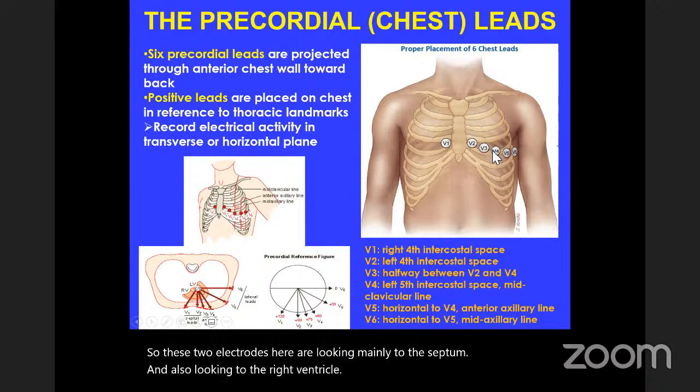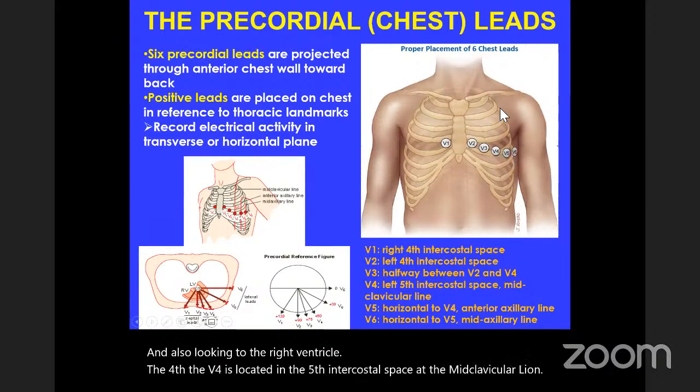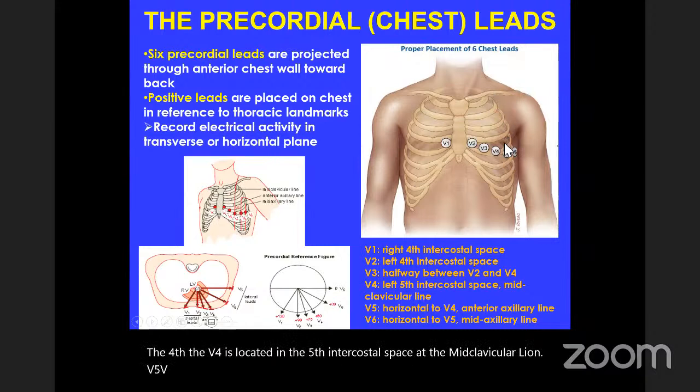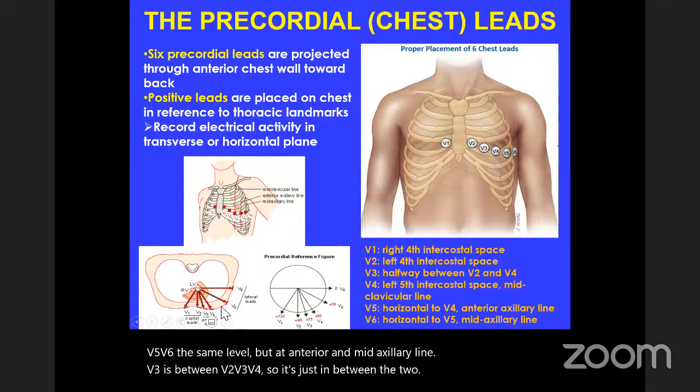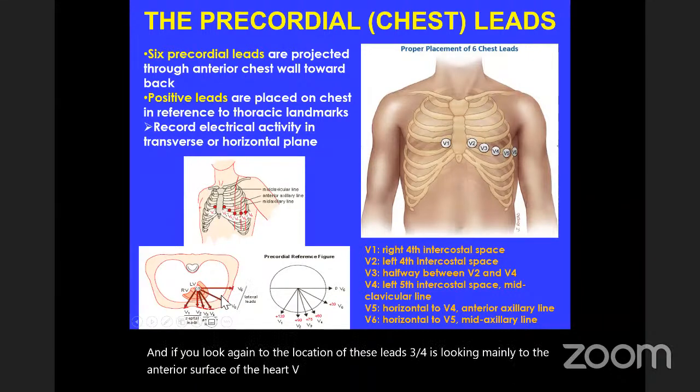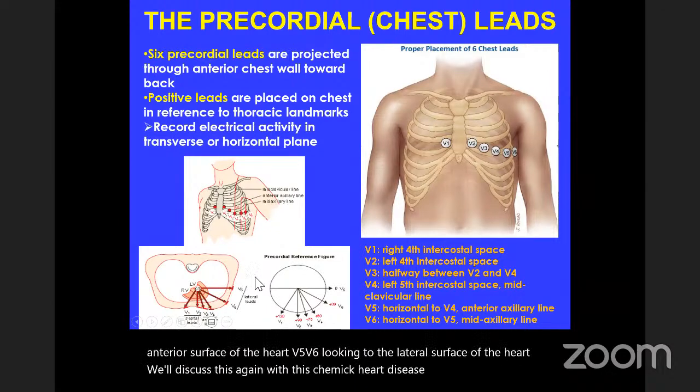The V4 is located in the fifth intercostal space at the mid-clavicular line. V5, V6, the same level, but at anterior and mid-axillary line. V3 is between V2 and V4, so it's just in between the two. If you look again at the location of these leads, V3, V4 is looking mainly to the anterior surface of the heart. V5, V6 looking to the lateral surface of the heart. We'll discuss this again with ischemic heart disease and localization of ST segment elevation.